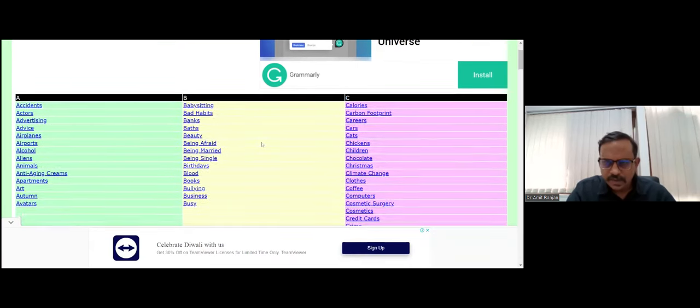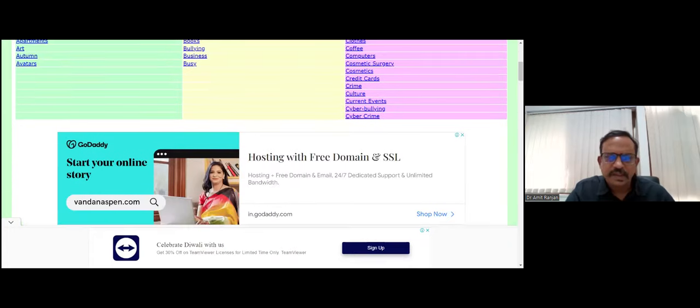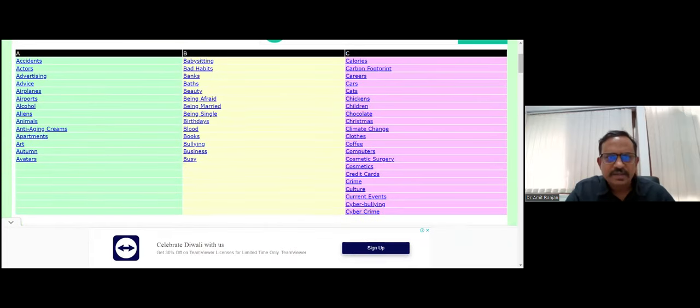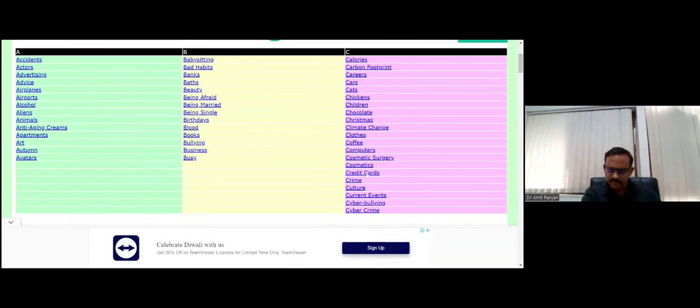Yeah. So as you can see, this has got a plethora of topics. It's all alphabetically arranged. So A, B, C, and so on and so forth. As you can see, let's see in C, there's chickens, coffee, computers, cosmetic surgery, crime, all kinds of things that concern a modern reader, a student of the class.